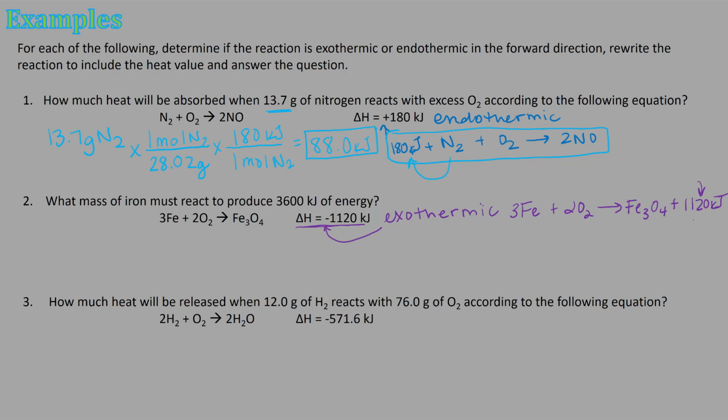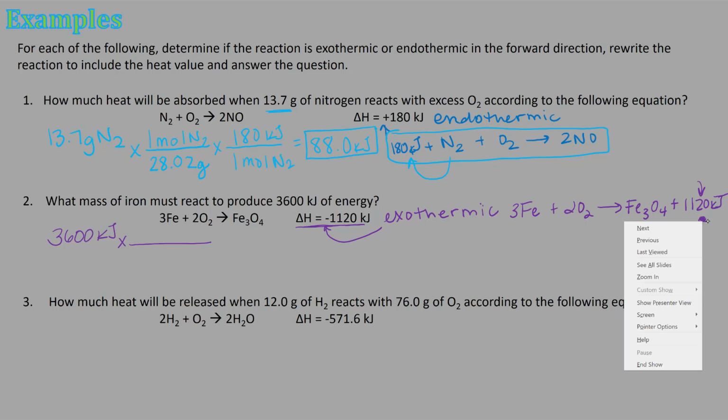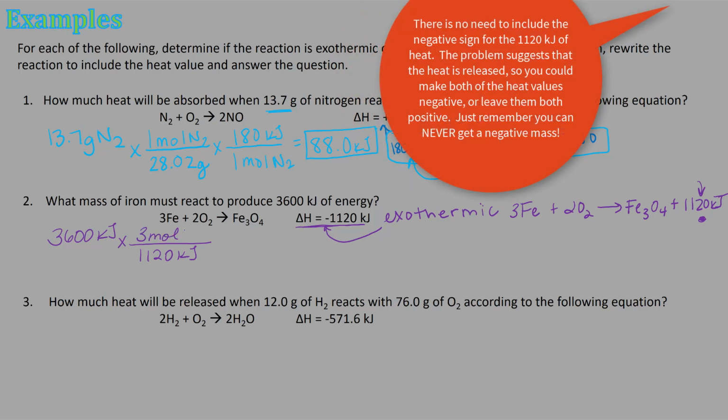All right, so I'm going to start with 3,600 kilojoules. And then I know that the relationship is going to be 1,120 kilojoules of heat, right, for every 3 moles of iron. And then I want to get to mass. So when I have moles, 1 mole of Fe is 55.85 grams, just the molar mass. And so the grams that would be required to produce that much energy is 538.5. And so that rounds to 540 for significant figures.